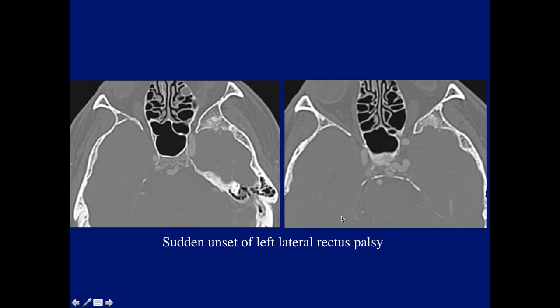Okay, patient presented with a sudden left lateral rectus palsy. What is the abnormality in this patient? Correct. As Asif mentioned right away, a persistent trigeminal artery. There's a vessel here which should not really happen on this image, the axial of the CTA.